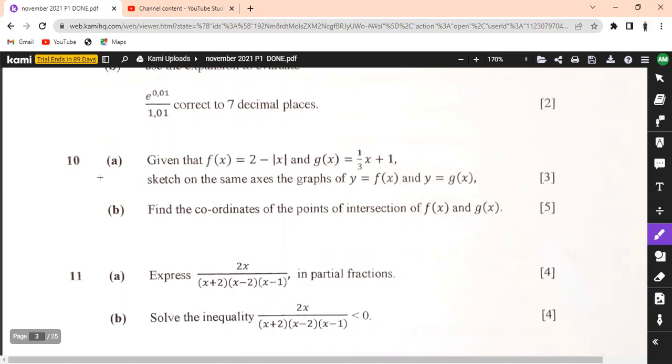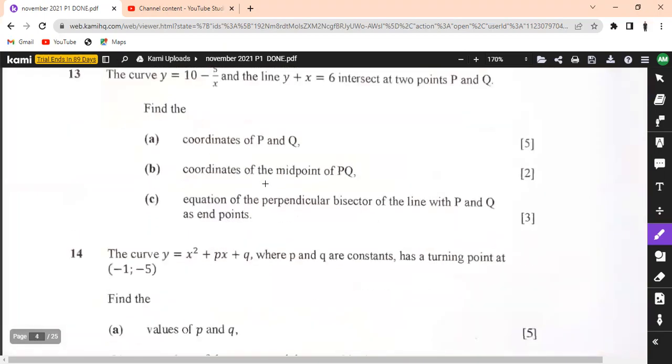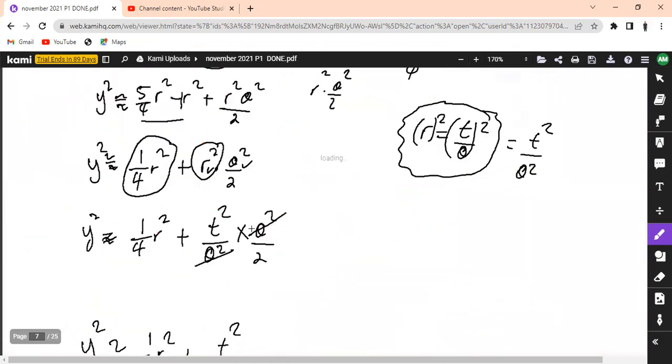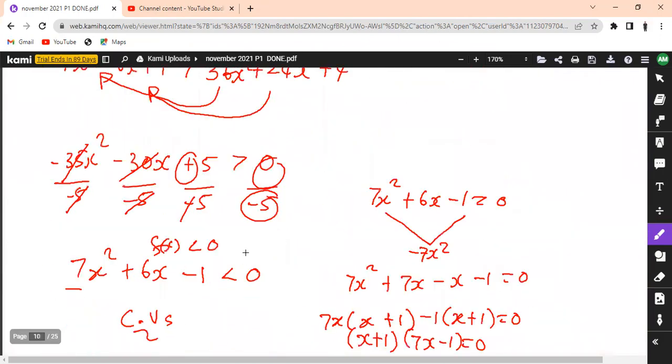Let's try and see our question 11, or rather question 10. Let's see this question, then we shall have the next part in our next class. We are given f of x, and we want to sketch these two functions. Let's see how they are going to look at the end.